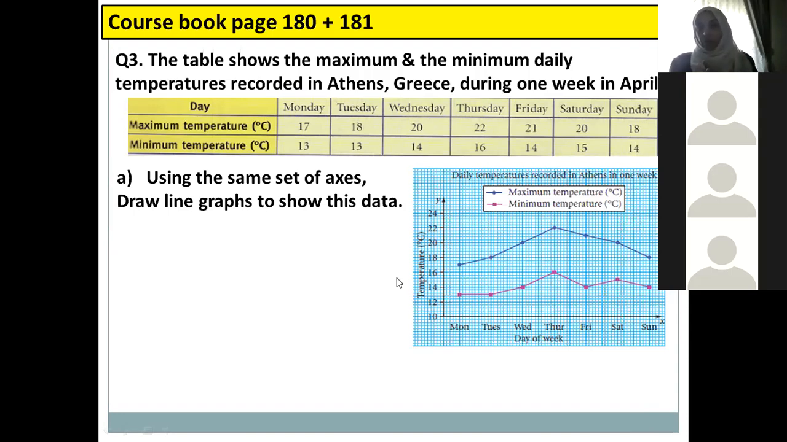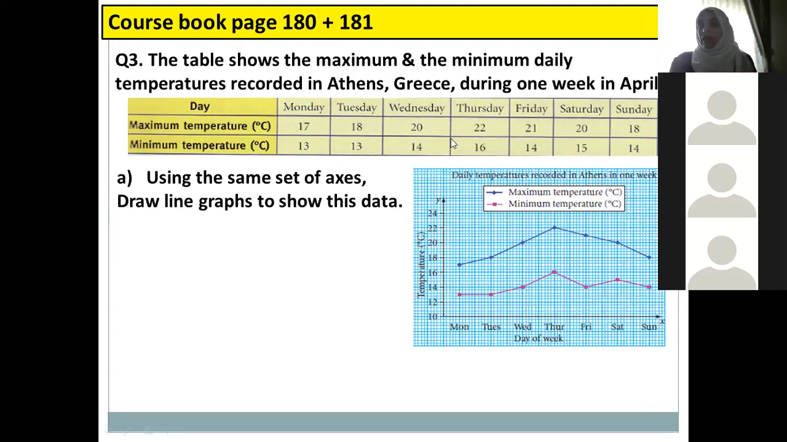Second, temperature was on the vertical axis, and then they gave each temperature measurement a line or a color for the line. For example, maximum temperature they gave a blue line, minimum temperature they gave a red line or purple line. Okay, and they drew 2 lines, and that would make it easier to compare. Looking at the graph is much easier for me to compare the 2 measurements, maximum with minimum.